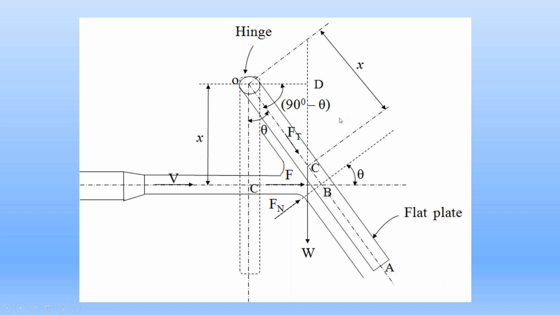Cos 90 minus theta is sin theta. So sin theta is equal to OD divided by OC. But OC is equal to X. So cos 90 minus theta, which is equal to sin theta, is equal to OD divided by X. So the length OD is equal to X into sin theta. So in that diagram, the length of OD in the right angle triangle OCD is X into sin theta.